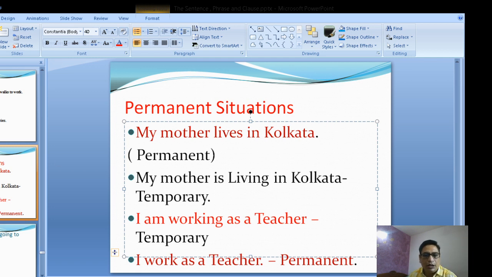So that is a very clear indication that whenever you use the continuous form of the verb, it denotes a temporary state which is more likely to get over, or it started some time back and is likely to get over very soon.